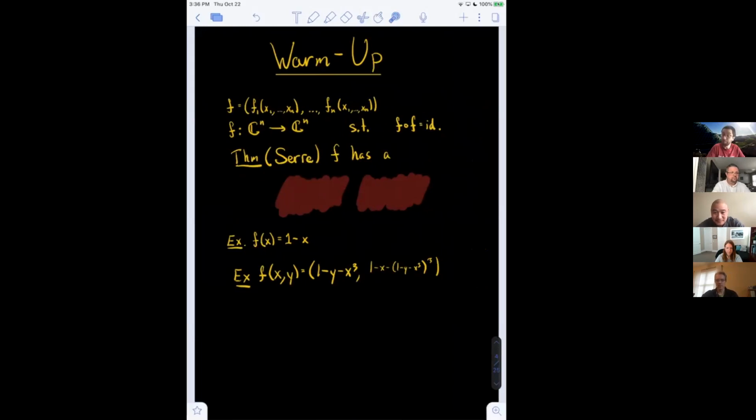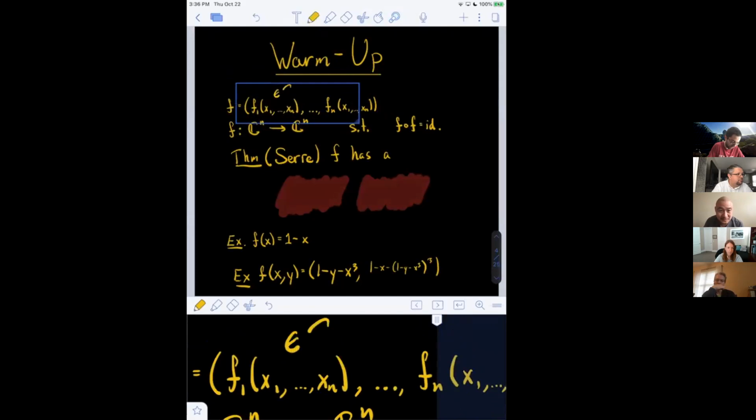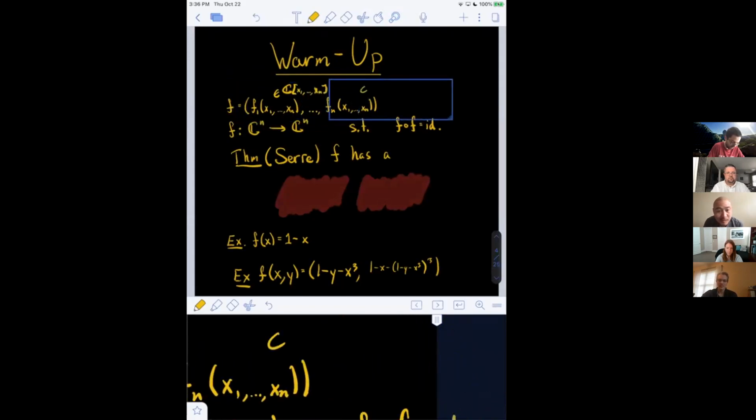So suppose I'm given a bunch of polynomials. Here f, I'm going to think of as a map from n-tuples of complex numbers to n-tuples of complex numbers, and it'll have a special shape. It'll be given by n polynomials in n variables, right? Maybe let me say that they're actually polynomials. So this is in the set of polynomials in n variables, and this is in the set of polynomials in n variables.